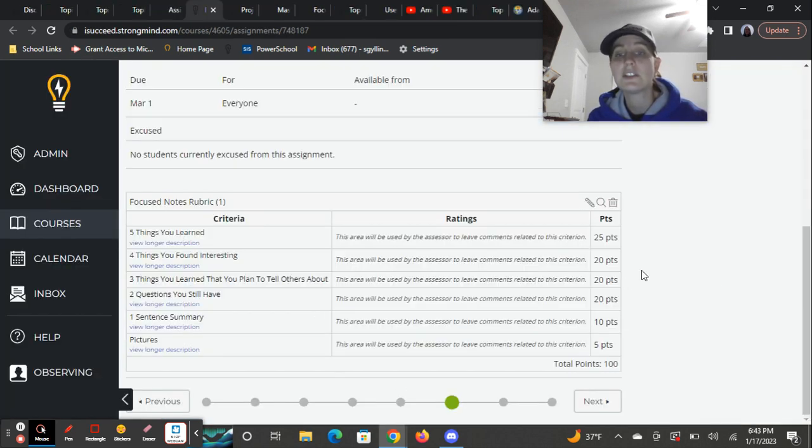Here's how it'll be graded. You get 25 points for writing down the 5 things you learned, 20 points for the 4 things you found interesting, 20 points for the 3 things you plan to tell others about, 20 points for 2 questions you still have, 10 points for the 1-sentence summary, and 5 points for including pictures, words, or something to help you remember on that right side. So it's all broken down there. Make sure you're completing each of those steps.